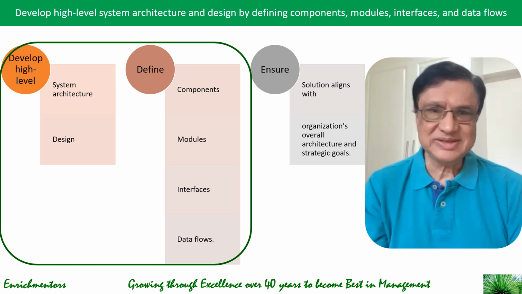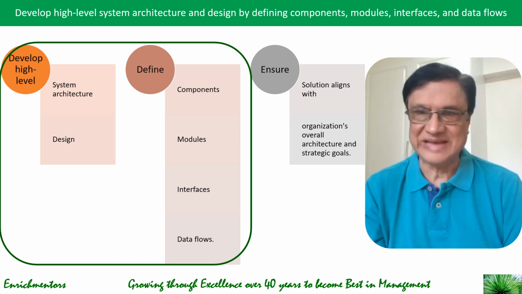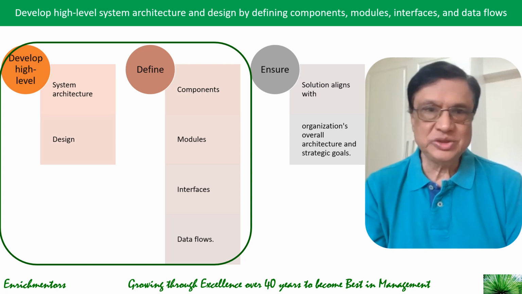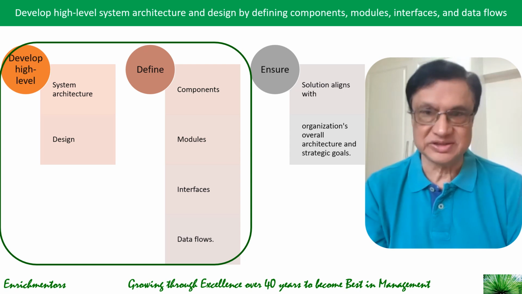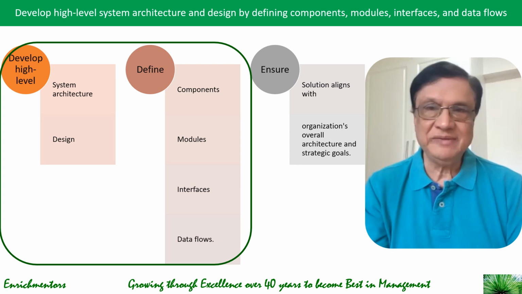See, developing this high level system architecture involves systematically defining the components, module interfaces, and data flows, which will shape the structure of the system. So four things: components, modules, interfaces, and data flows. That shapes the system, and that's what we need to define. Now, how can we do that? Let's take a look at step-by-step guide to go through this process.